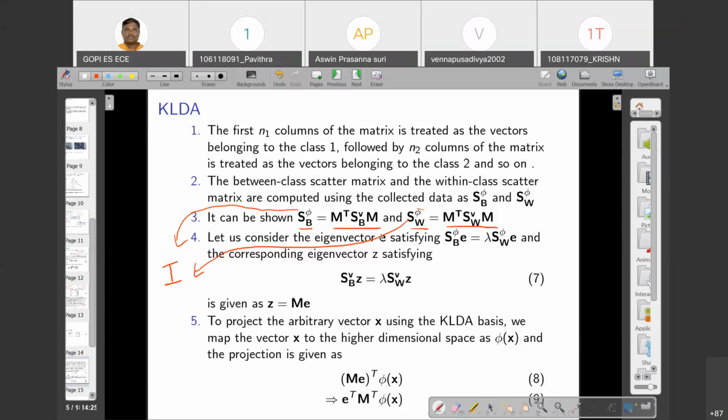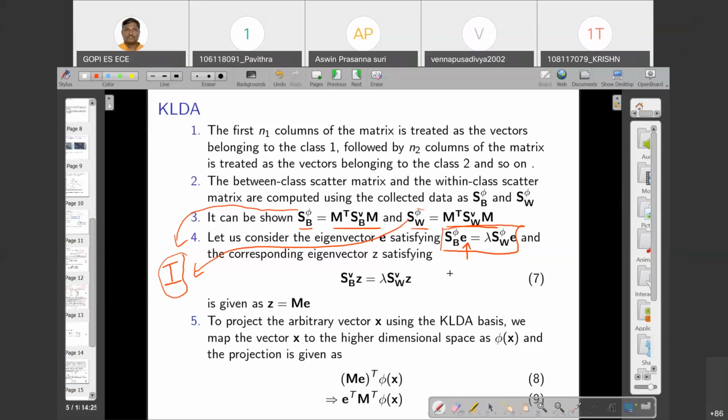So now you see, if I find the eigenvector using this basis, it means that you are finding the between class scatter matrix and within class scatter matrix using the vectors of the inner product matrix I. For that, you find the eigenvector E satisfying the expression SB phi E equal to lambda times SW phi E, like that.